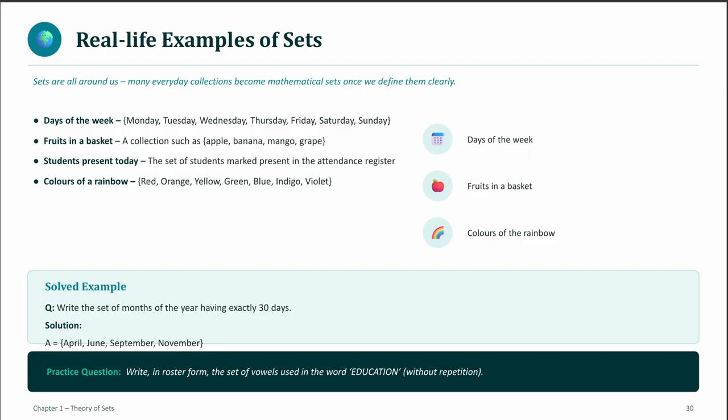So these are some real life examples of sets. Sets are all around us. Many everyday collections become mathematical sets once we define them clearly: days of the week, fruits in a basket, students present today, colors of a rainbow. They can be considered as sets, right? If you see this example right here, write the set of months of the year having exactly 30 days. They are April, June, September, November. You may try this also once.